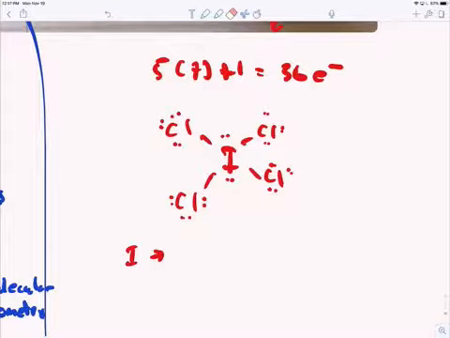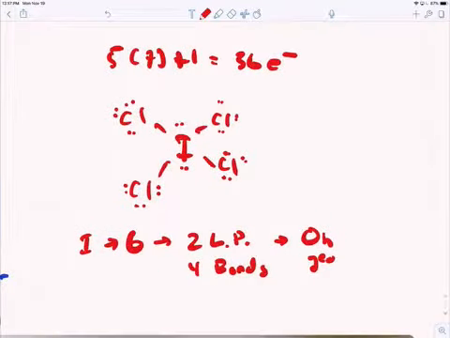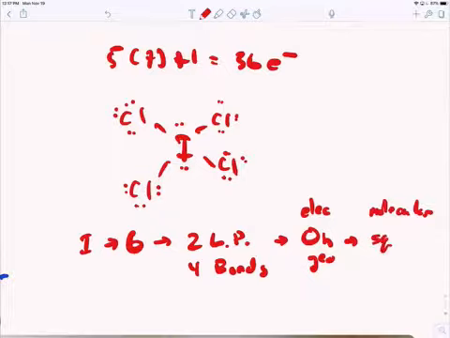Whew. All right, so iodine has 6 things. There's 2 lone pairs and 4 bonds. And this means octahedral electronic geometry. And the molecular geometry is going to be square planar.